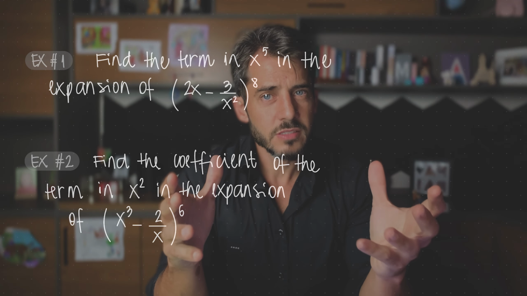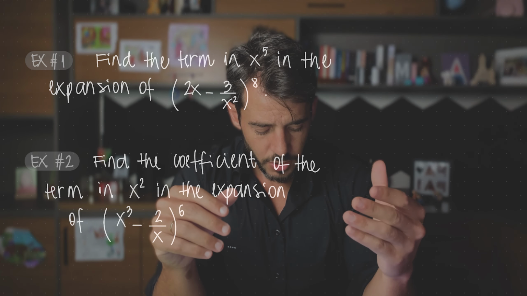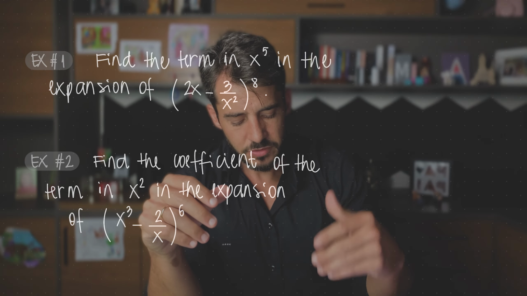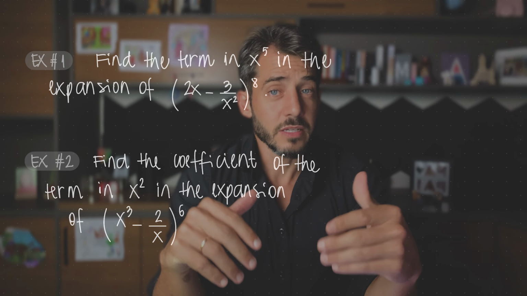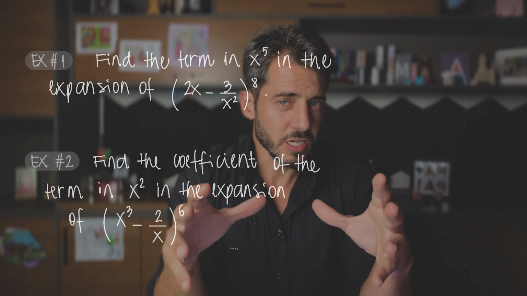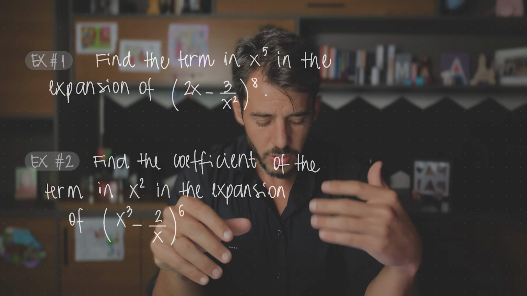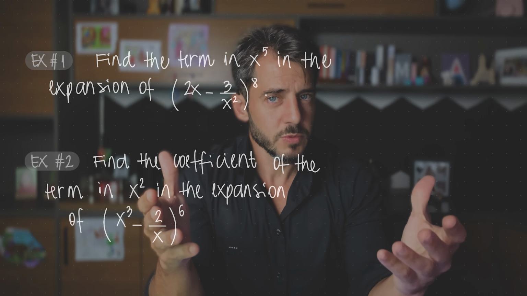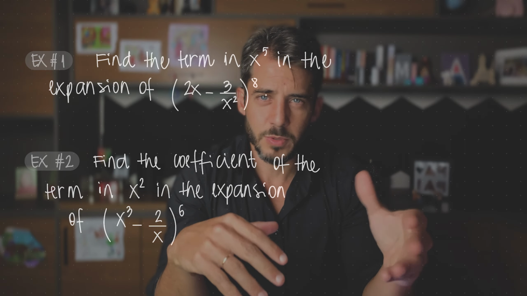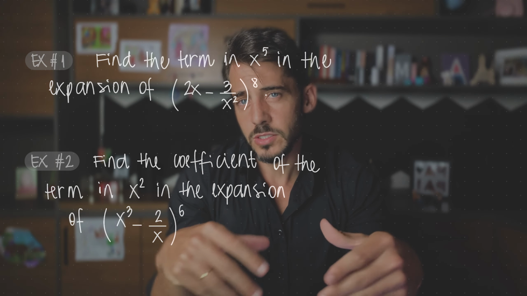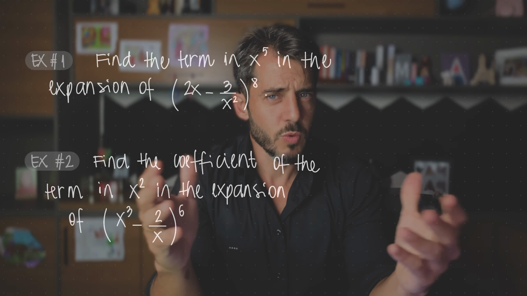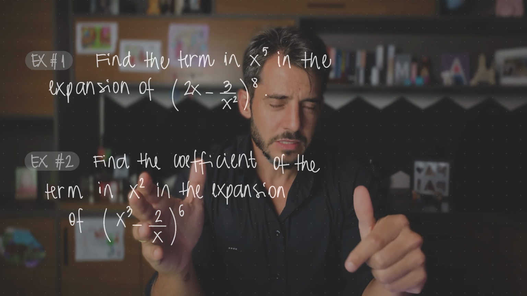And in exercise number two, in a very similar way, you're asked to find the coefficient of the term in x squared in the expansion of (x cubed minus 2 over x) to the sixth power. So these exercises are quite similar. On the first one, we're finding the term, which also involves x to the power of something, x to the power of 5. And in the second one, we're only concerned with the coefficient, but the solution is quite similar. Now, let's get to these.